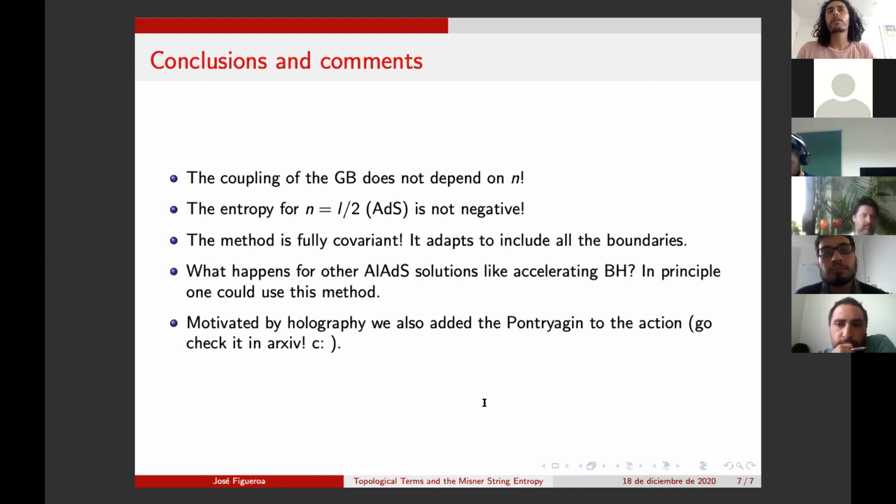Also motivated by holography, we also add the Pontryagin term to the action, and that's it. You can check in arXiv. I didn't have time to talk about that, but that's it in 5 minutes.